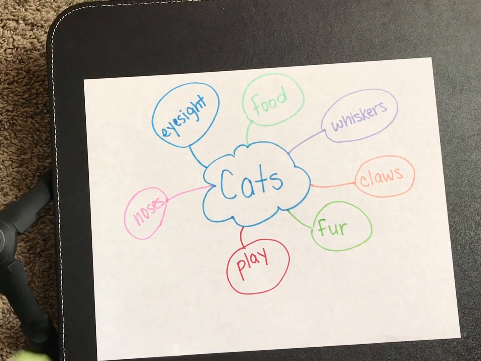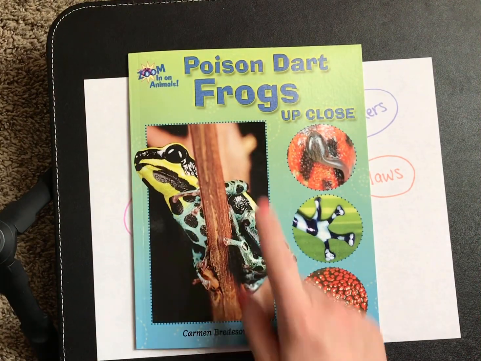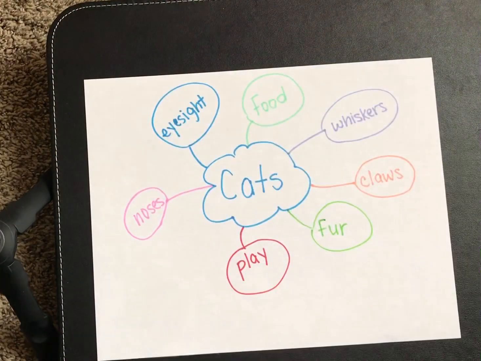So when you're reading informational books, pay attention to how the author is organizing their book, how they're writing their book, and take notes, because we want to be great authors just like the people we're reading.